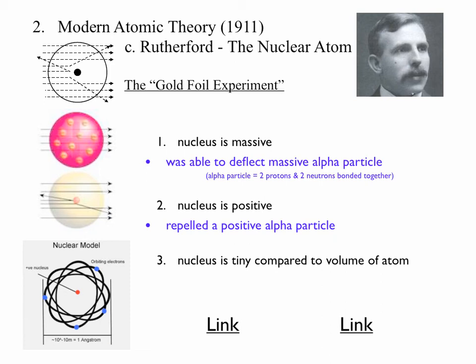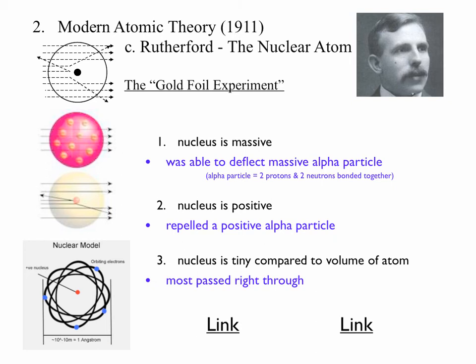His third inference is that a nucleus is tiny compared to the whole volume of the atom. If you look again at that top diagram, or actually any of the ones up there, you'll see that in the drawing, most of the alpha particles go straight through. Some of them are deflected, and even fewer of them actually bounce back in the direction in which they came. So the observation was that most of the alpha particles passed right through.